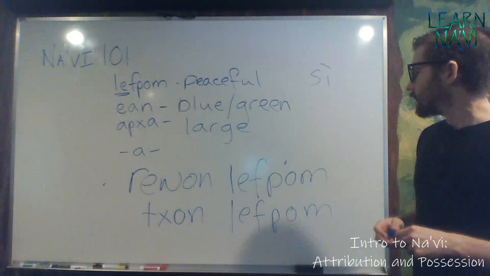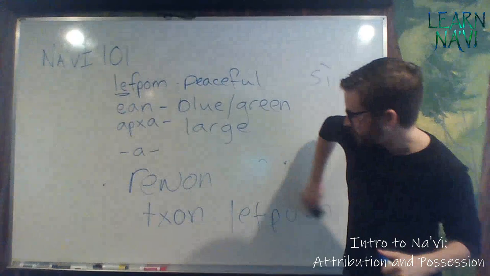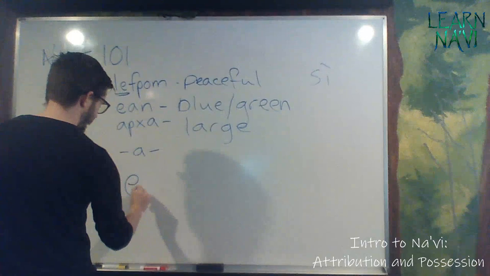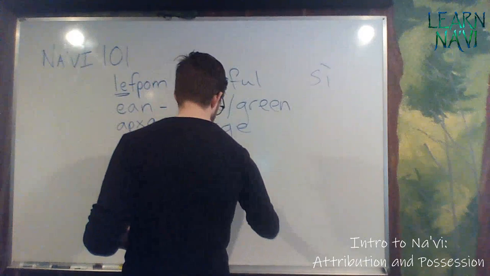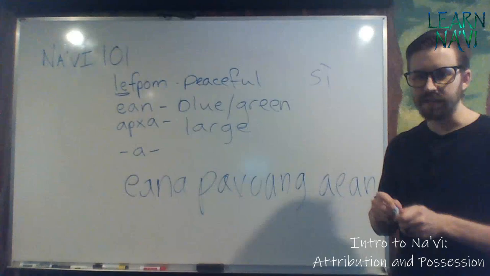And in the case of a very blue fish, we have a fun way of doing this. We use the same adjective twice on both sides of the noun in question. So an excessively or very blue fish, you're going to be looking at... So that is an excessively or very, very blue fish.